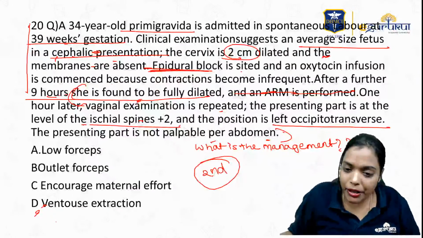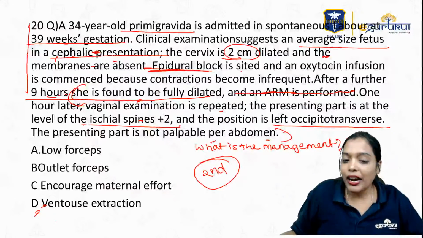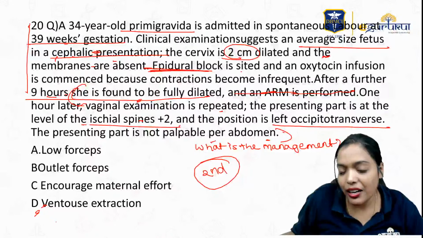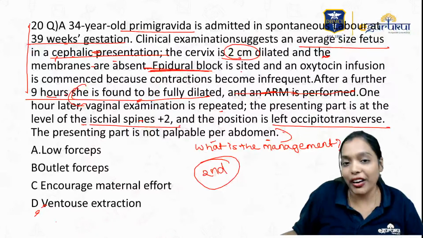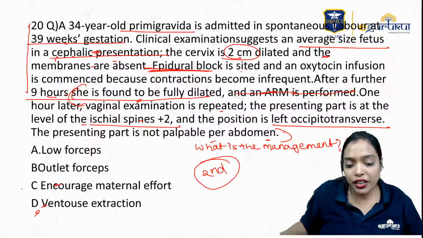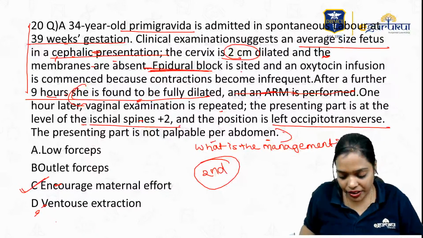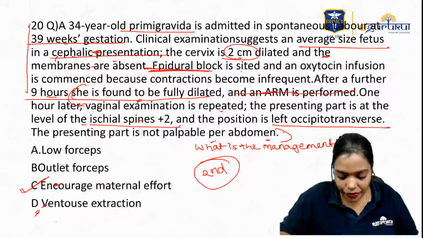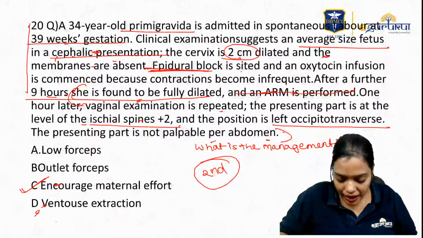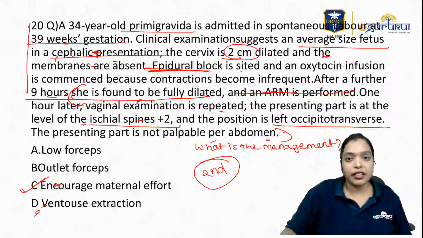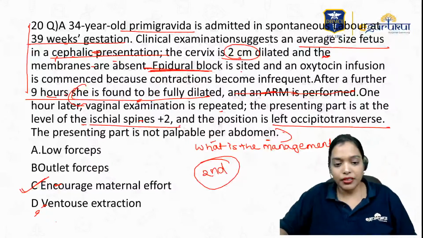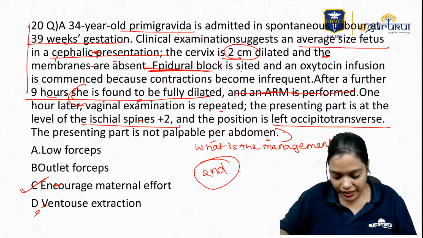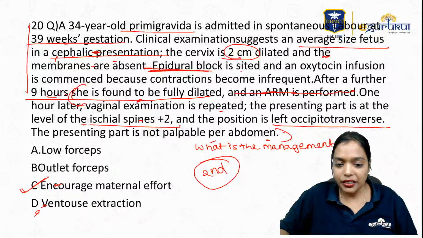So as she is a primary, and she has been fully dilated only for 1 hour, and as she is having epidural, you can wait for another 2 hours. So the answer here will be C, encourage maternal efforts. To be frank, there are very few. In the first half, everyone answered A, B, D. In the last part, I have Divya and Maria answering C. So the answer here is C.